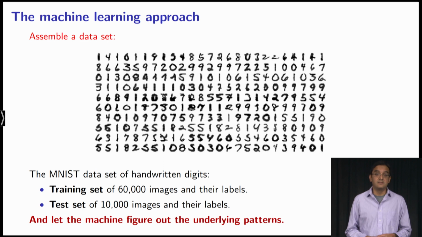Now, what the machine needs to figure out these patterns is a lot of data. And so first and foremost, we need to collect a data set of handwritten digits, each labeled with the correct digit. Luckily, such a data set is already out there. It's called the MNIST data set. It has 60,000 images of handwritten digits, each labeled with the correct digit. And we can use this training set to learn a classifier, that is a function that takes an image and outputs what it thinks the correct digit is. Now, MNIST also contains a separate test set of an additional 10,000 images. We can use this test set to evaluate how good our classifier really is.